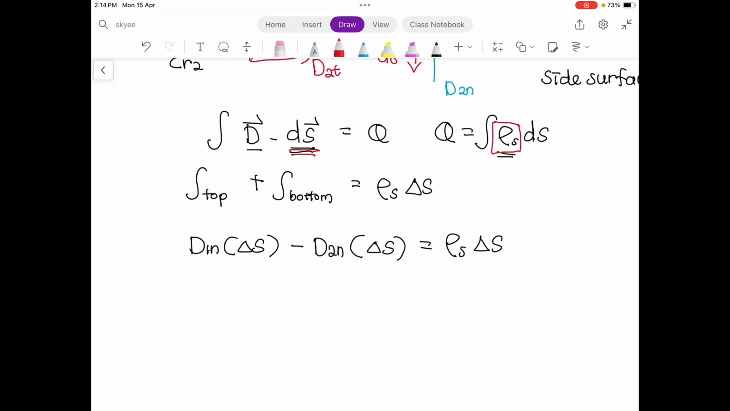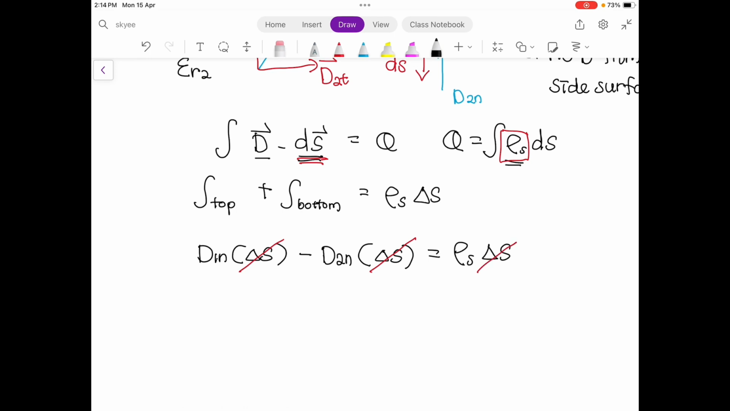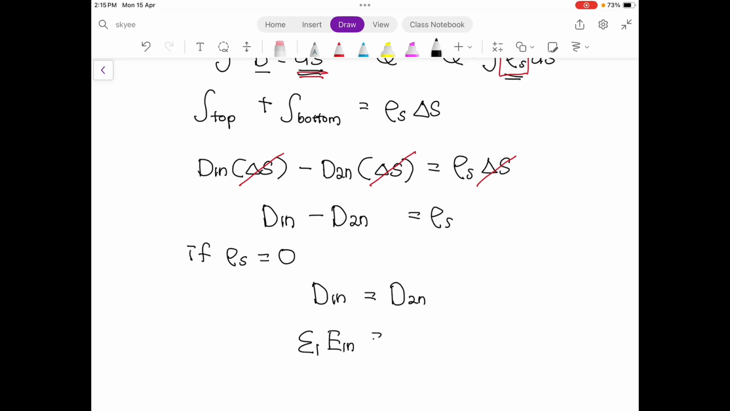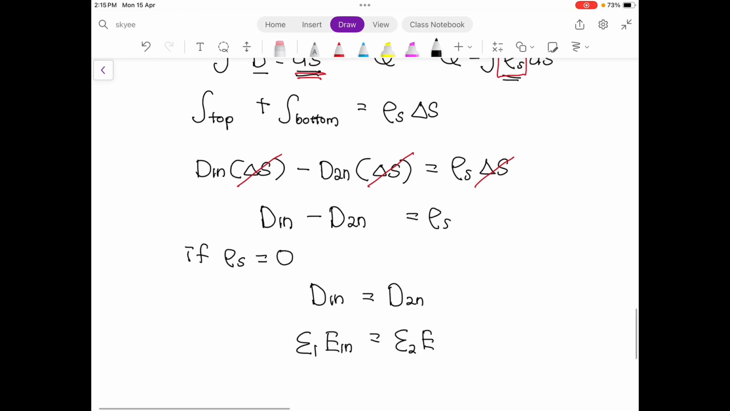So if you simplify this relationship, you can say that D1N minus D2N equals to rho S. You will apply this when there is a surface charge at the boundary between two mediums. But if the surface charge rho S equals 0, then D1N will be equal to D2N. So we get the second boundary condition equation, D1N equals D2N. If you want to rewrite it using the electric field, it could be epsilon 1 E1N equals epsilon 2 E2N.